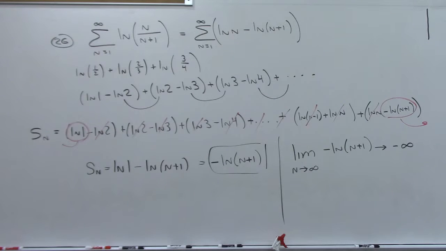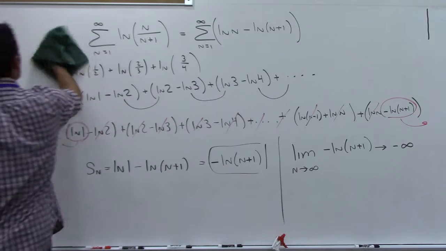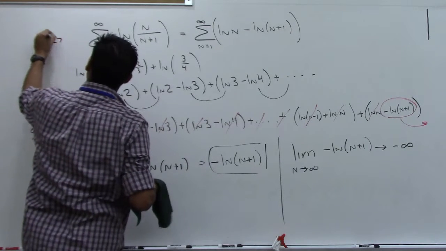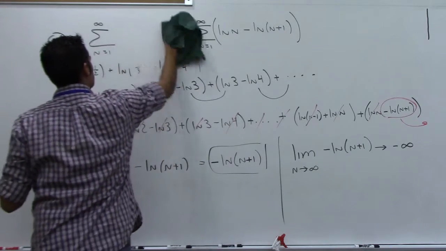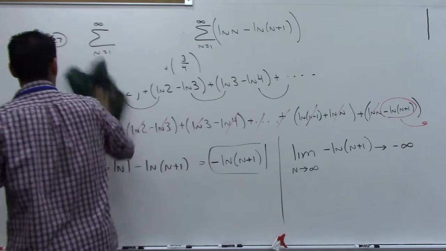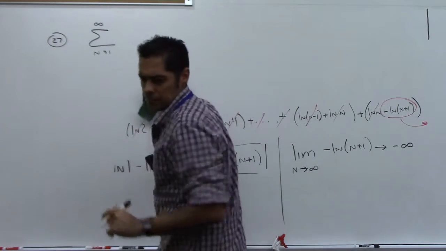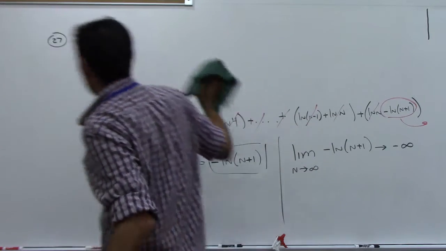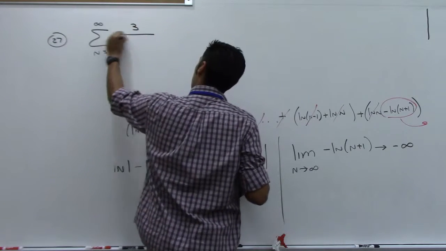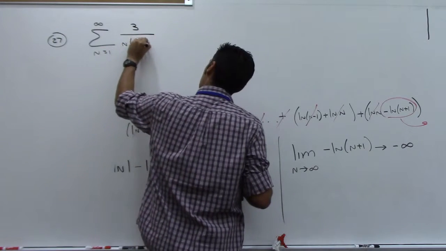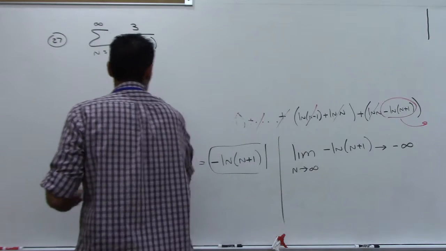All right, number 27. The sum from n equals 1 to infinity of three over n times n plus 3. Ooh, this one's going to be nasty.